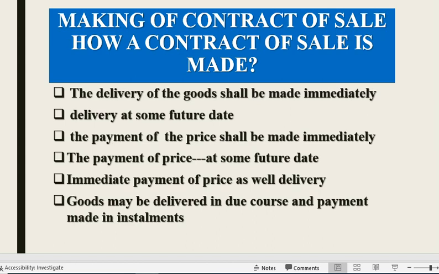The delivery of the goods may be made immediately, or delivery may be at some future date. The payment of the price may be made immediately, or payment of the price at some future date. Immediate payment of price as well as delivery: delivery and payment should be done at the same time. Goods may be delivered in due course, but the payment has to be made in installments.